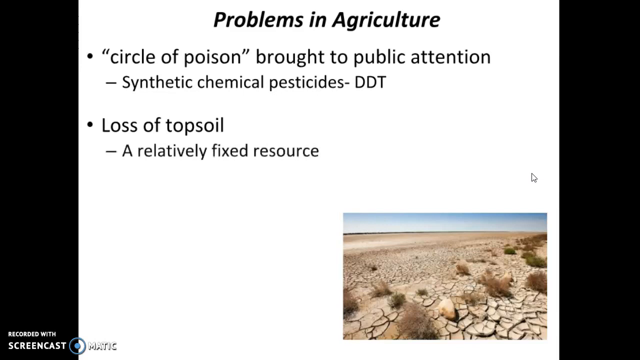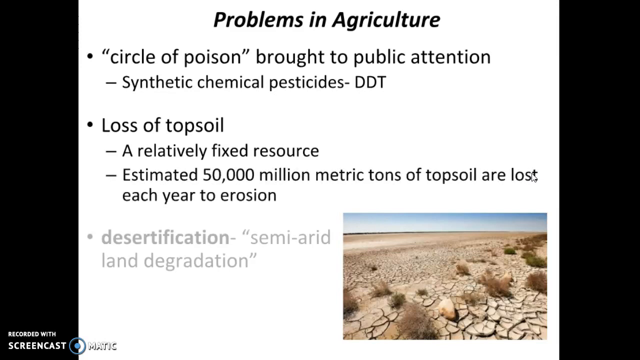Other problems are the cycle of poison, which has been brought to the public attention. We talked about this in class with DDT being on the landscape and being a carcinogen. Loss of topsoil is another problem, and desertification, which is semi-arid land degradation. This is from overgrazing and overfarming.